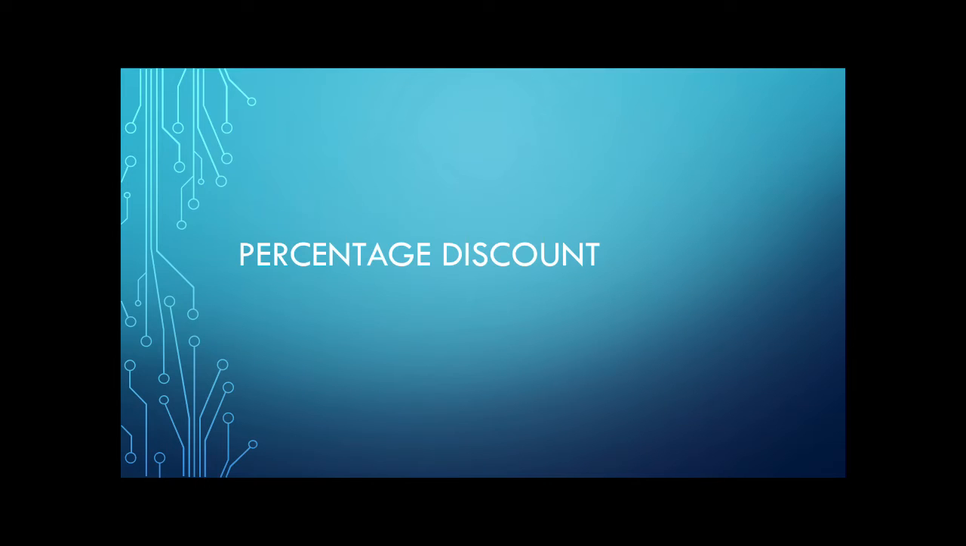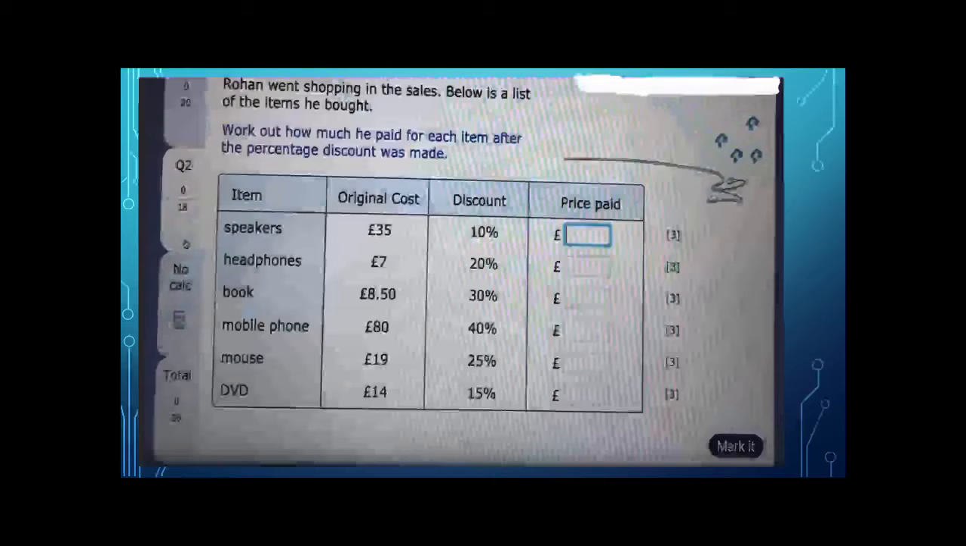Percentage discount. This is basically when you go to a shop and you see that there's a sale on, and you have to try and figure out what the new price is. Okay, here we have some questions. It says Rohan went shopping in the sales. Below is a list of items that he bought. How much does he pay with the discount?